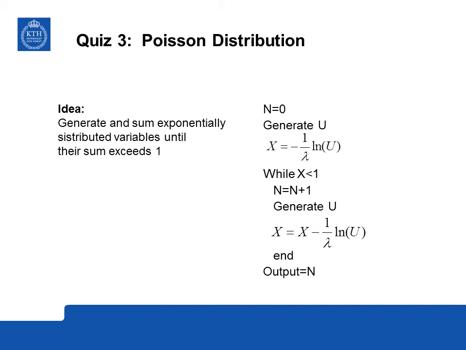So this is what it will look like. The idea is simply that you generate exponential distributed variables and sum them up until the sum exceeds 1. And the number of such variables that you add before you reach 1 is simply the Poisson distributed number. And that is, of course, a discrete random variable N in our case.